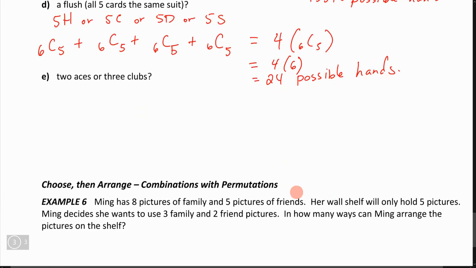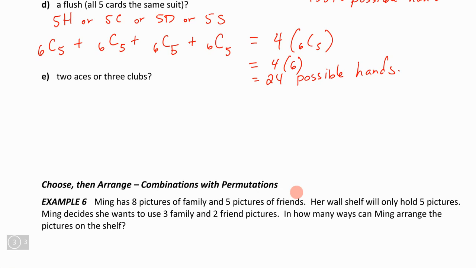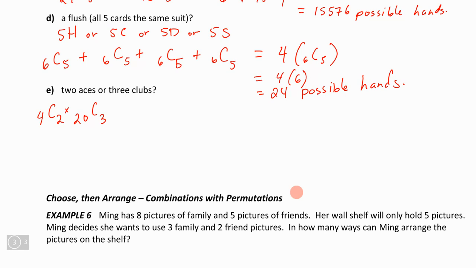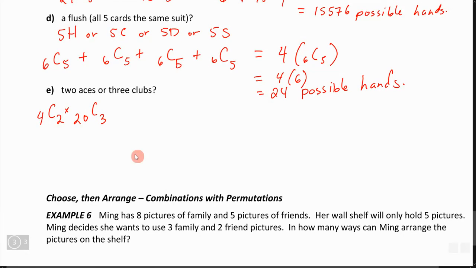Okay, what about 2 aces or 3 clubs? Well, that one's also not too bad. So 2 aces or 3 clubs. Well, how many aces are there? There are 4 aces. I want to choose 2, times 20 choose the other 3 cards in our hand. So there are 20 cards left out of the 24, which are not aces, and those will make up the other 3 cards in the hand. So again, independent events, multiply the 2 combinations.